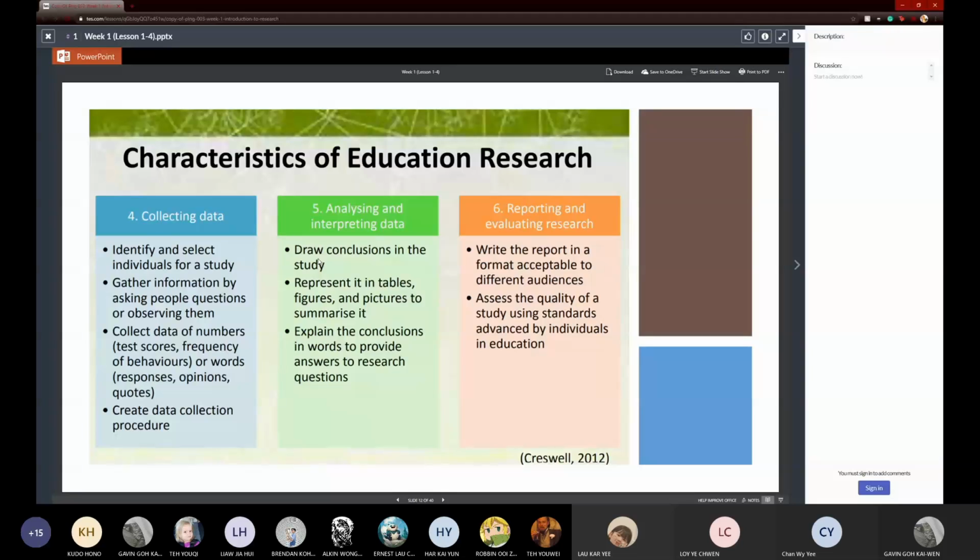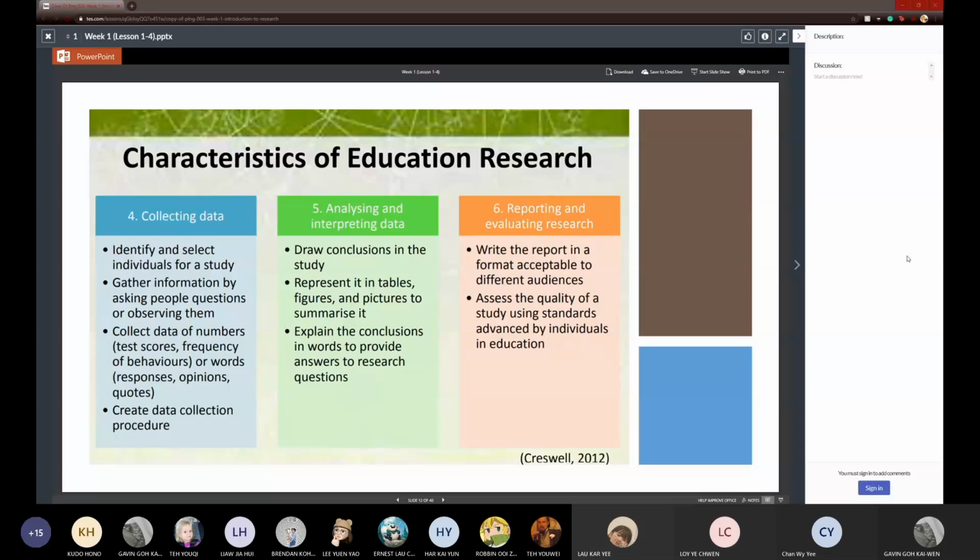Reporting and evaluating research. Write the report in a format acceptable to different audiences, and then we assess the quality of the study using standards advanced by individuals in education. So basically, we're going to write the report. Okay, the report is our research paper. Okay, we're going to assess our study. Okay, we're going to find out what is the implications of our research, how it will help policymakers, teachers, or even students. Okay, so this is what we're going to do. Okay, the 5 chapters.